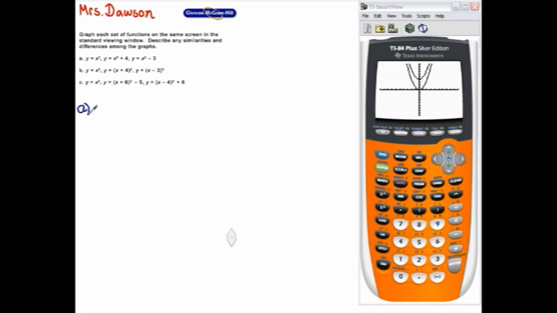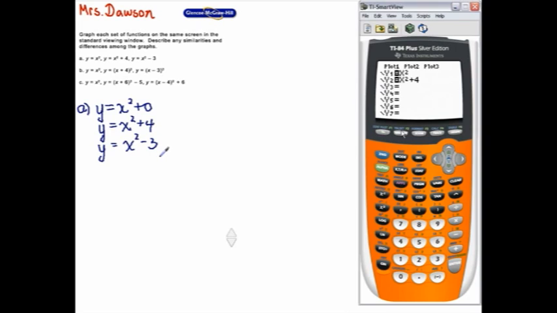So for part A, we had y equals x squared plus 0, y equals x squared plus 4, and the third one is y equals x squared minus 3. If the pattern follows, we have a vertex of the parabola at the origin. For the second one, we've shifted that vertex up 4, and once we graph y equals x squared minus 3, I think you know what to expect.